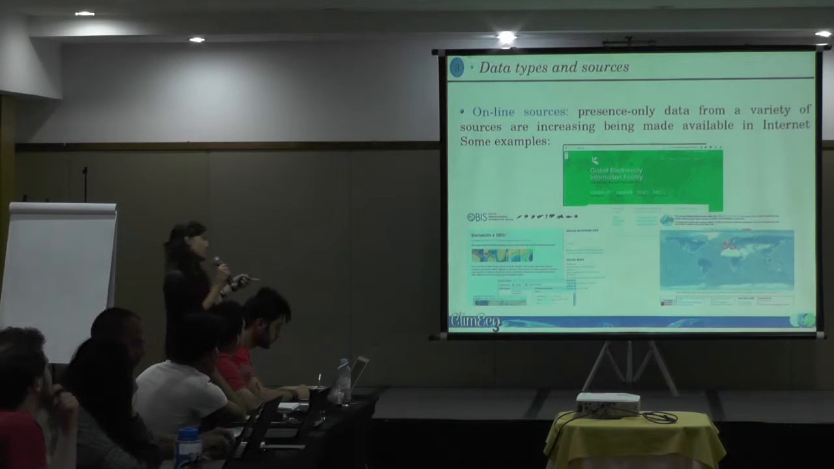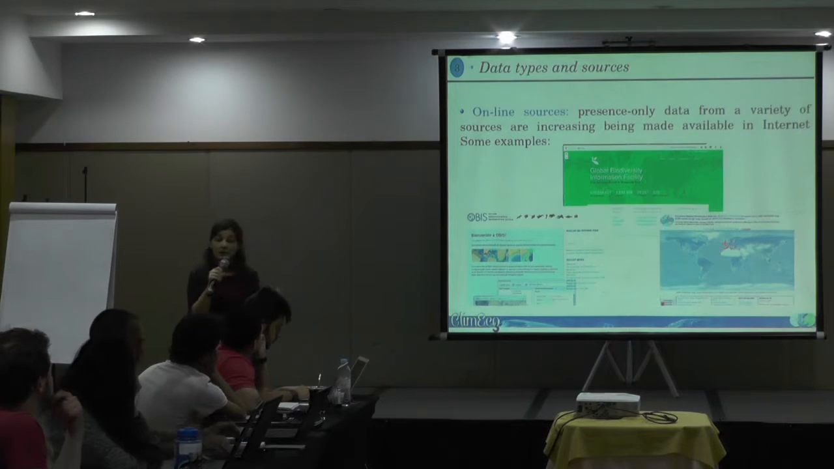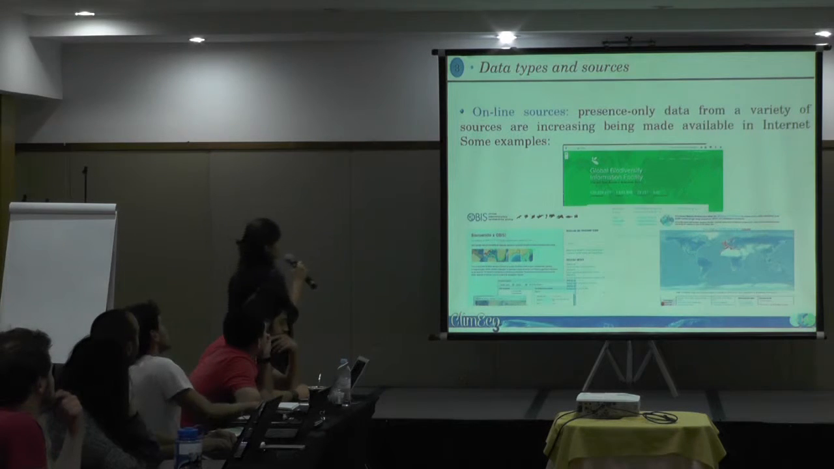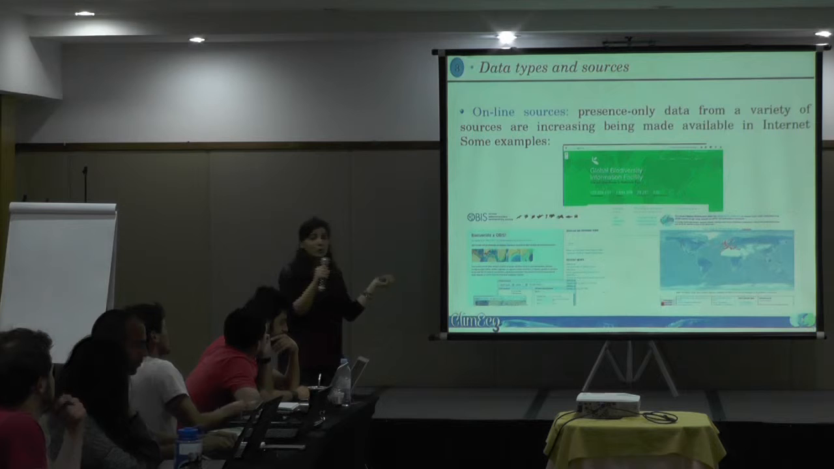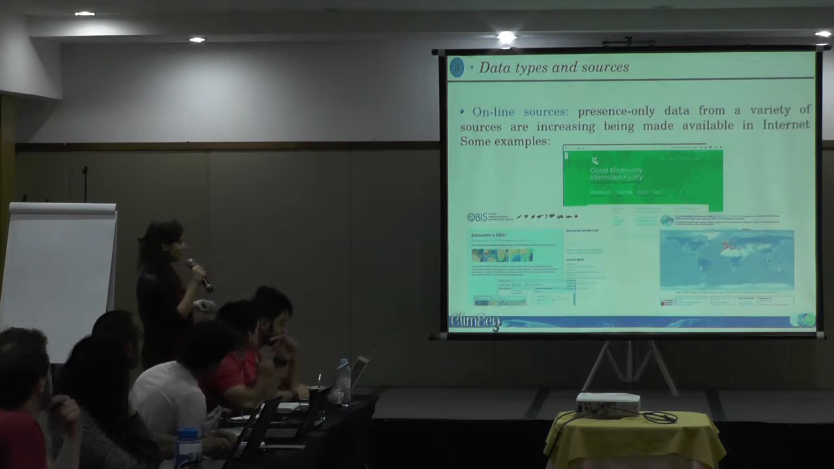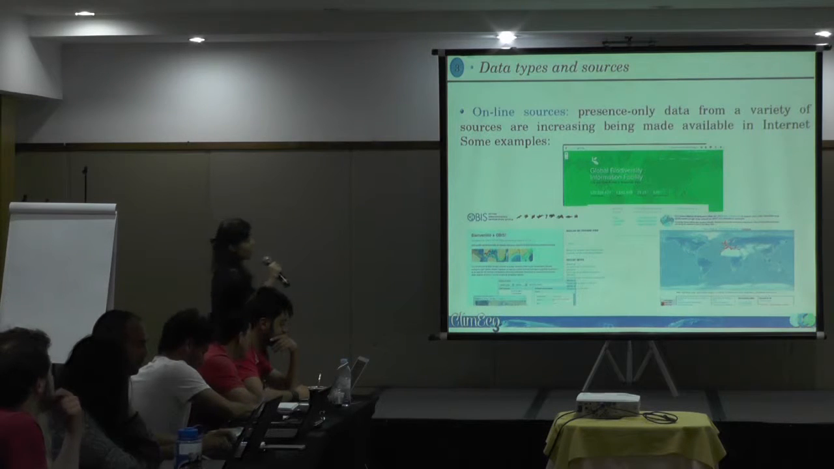I put here the three most famous ones: the Global Biodiversity Information Facility. They also have aquatic and terrestrial species. The Ocean Geographic Information System, the AquaMaps. And we are going to use the data of AquaMaps in the practical session of the species. And this data is only presence data.